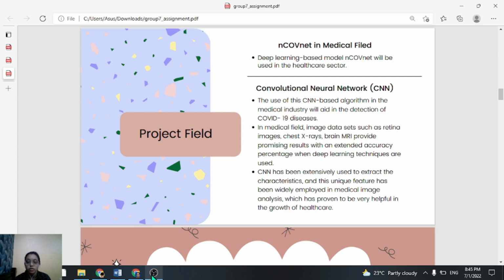It can be trusted because in the medical field, image datasets such as retina images, chest X-rays, and brain MRI provide promising results with extended accuracy when deep learning techniques are used. Furthermore, the CNN has been extensively used to extract features and widely employed in medical image analysis, which has proven very helpful in the growth of healthcare.